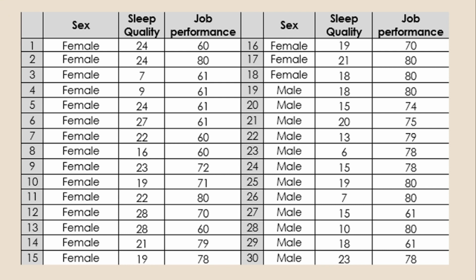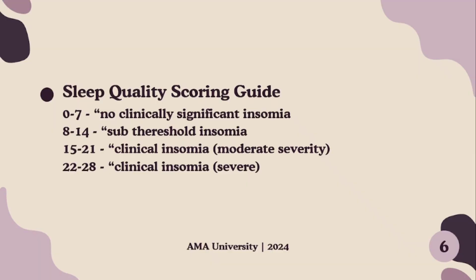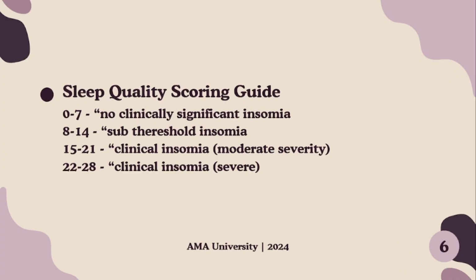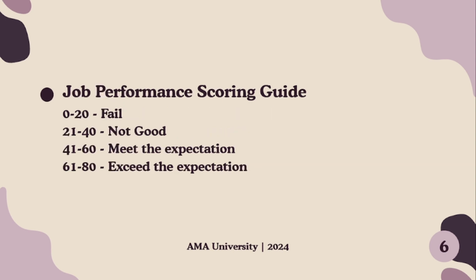How about our first male respondent? He has a sleep quality score of 18. So with 18, he has clinical insomnia of moderate severity. Unlike the female respondent, who has severe insomnia, our male respondent has moderate severity only. For his job performance, he has a score of 70. So with 70, it means he exceeded the expectations.